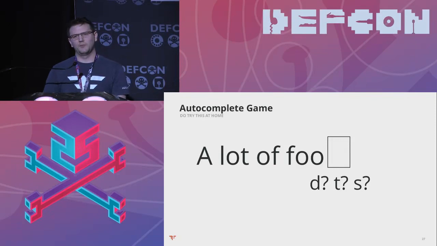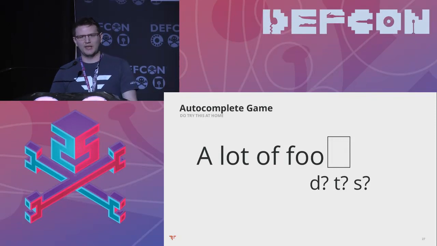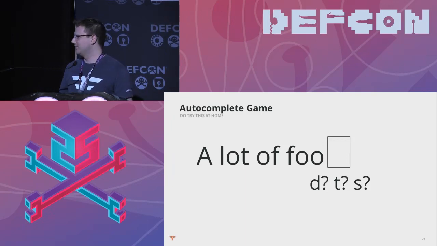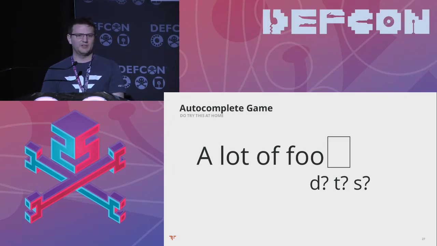So this is basically what DeepHack is doing, right? It's taking the information from the string it has seen before, as well as, in your cell phone case, the history of things you've sent in the past, and tries to figure out a good suggestion for that. And that's really all there is to it. So you can imagine here, if you have a sentence like a lot of foo, then the machine will try to create a good suggestion for what letter should come next.